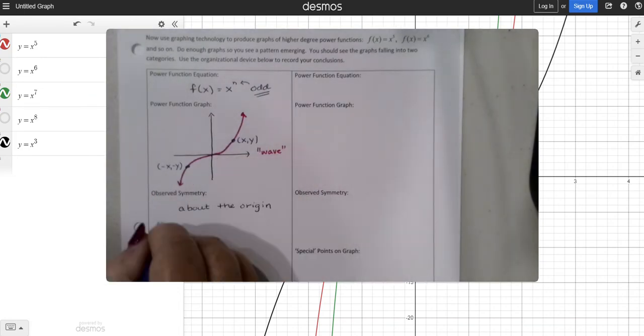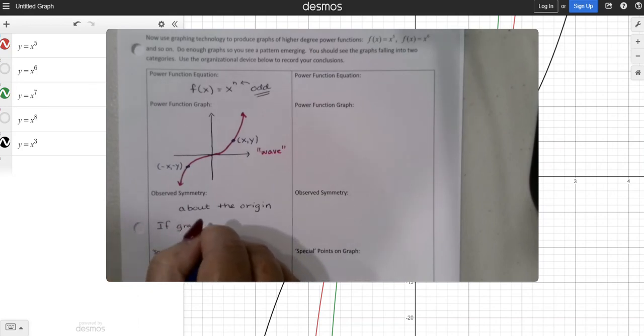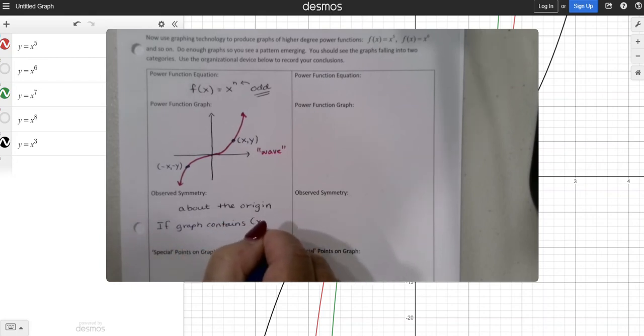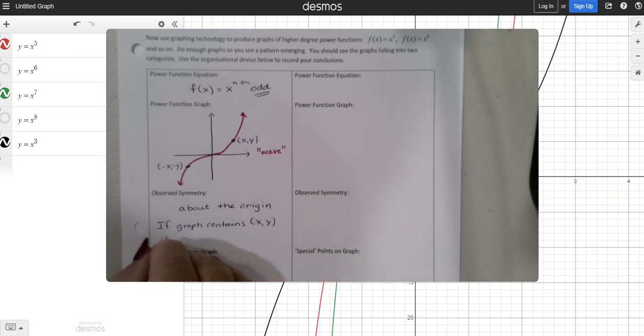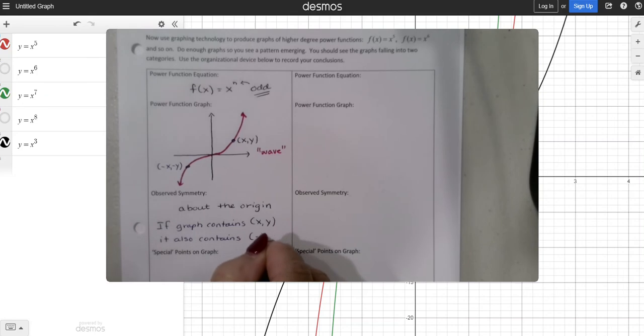That kind of symmetry is called symmetry about the origin. And again, if the graph contains x, y, it also contains minus x, minus y.